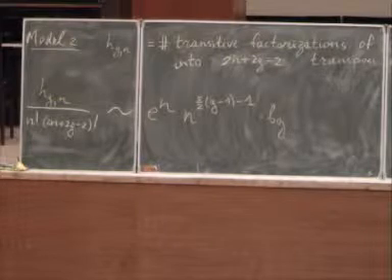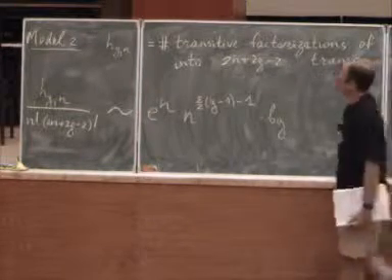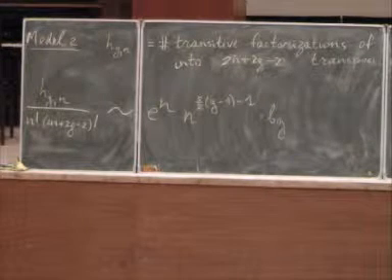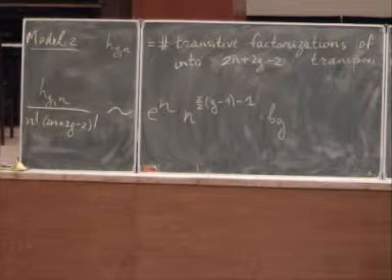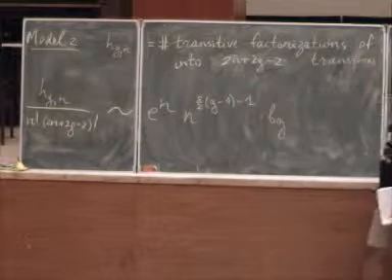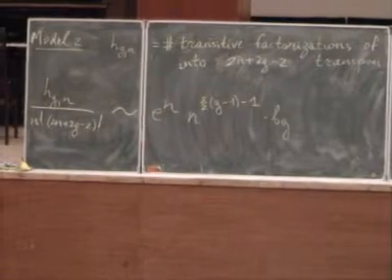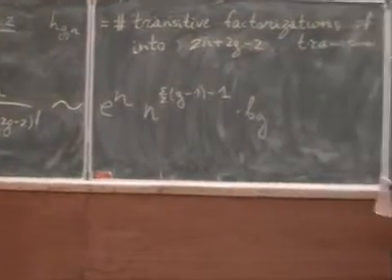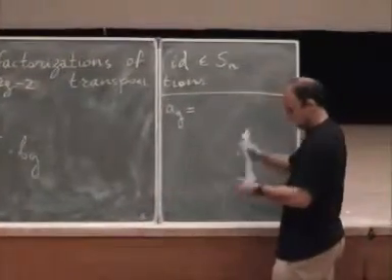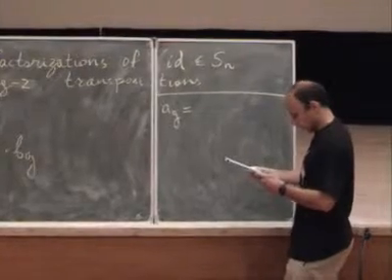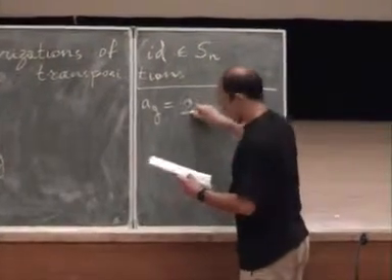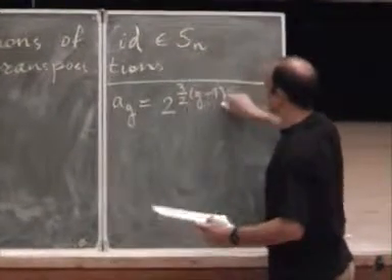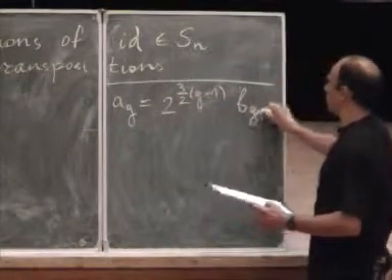So as you see, you asked me about 12. As you see here, instead of 12 you have e. So this constant can really be anything at all. On the other hand, this power of n is the same, and the constant bg, as expected, is related to ag in the following way: 2 to the power 3 halves g minus 1 times bg.